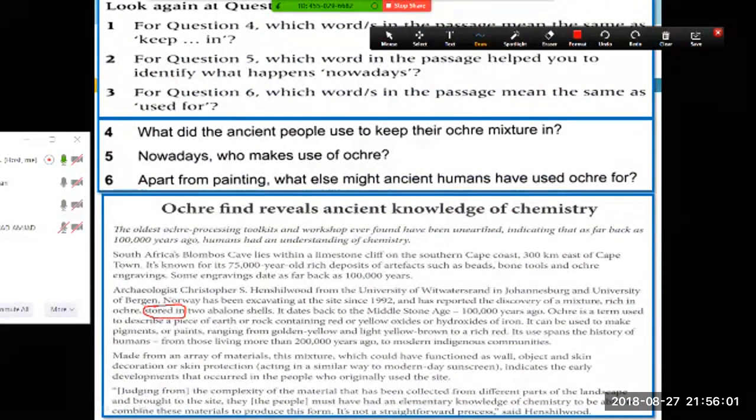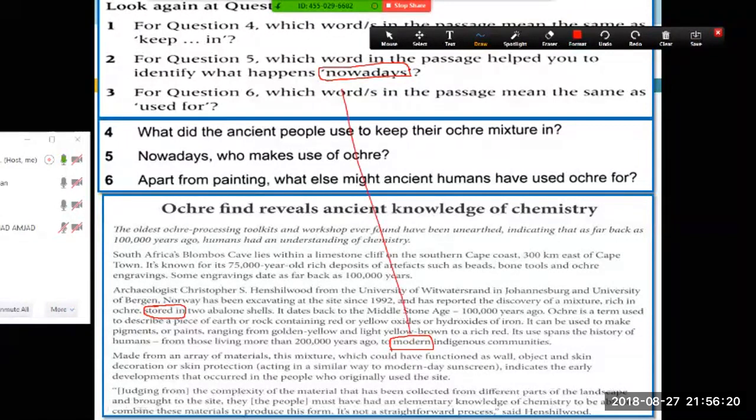Fine. Okay. Now, for question five, which word in the passage helps you to identify what happens nowadays? Nowadays. Which word? Okay. Modern. Modern, right? This was the word that told you this is happening nowadays. From those living more than 200,000 years ago to modern days. Now, for question six, which words in the passage mean the same as "used for"? I've already covered it. Functioned as, right?